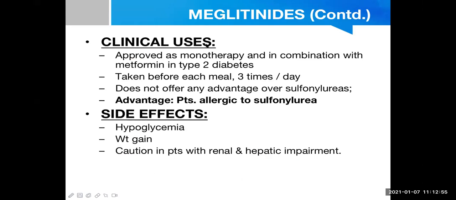Now, look at the clinical uses. They are approved as monotherapy and in combination with metformin in type 2 diabetes. Monotherapy means a single therapy. They can be used alone in the management of type 2 diabetes, or we can combine these meglitinides with metformin. They are taken before each meal, 3 times a day. And they do not offer any advantage over sulfonylurea. So if you are using sulfonylurea, you don't need to go for meglitinide. There is a choice between them. One important advantage is that they can be used in patients who are allergic to sulfonylurea or sulfa compounds.